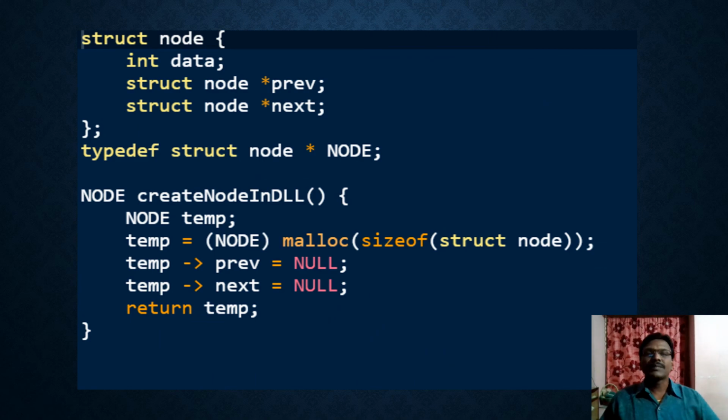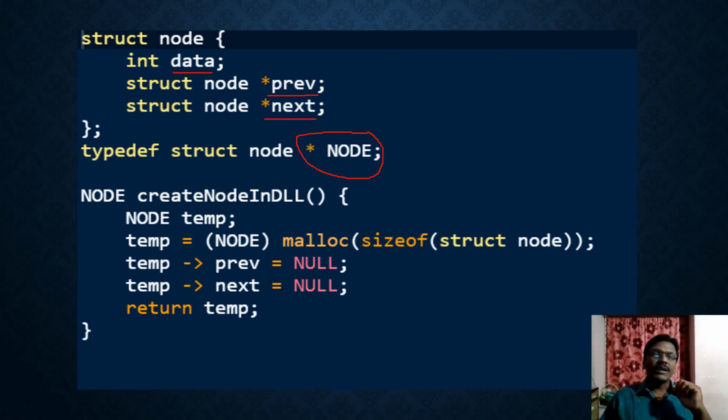The actual code in C: struct is a keyword, node is the name of the structure. int data is one member, the actual storage data. struct node pointer previous is used for the previous address, struct node pointer next stores the next data address, and create the pointer variable node. Type this struct node pointer is a variable. This variable is used for the user defined method.